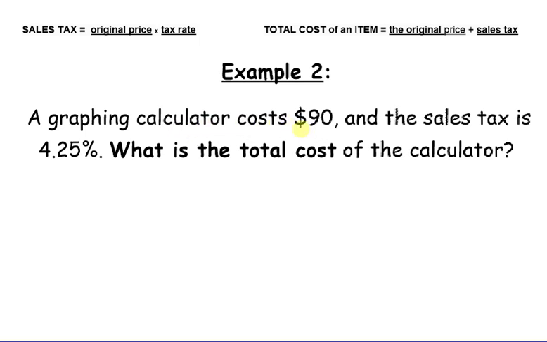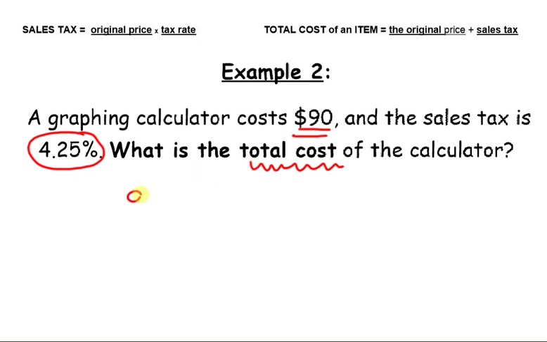All right, let's try another very basic example. A graphing calculator costs $90. The sales tax is 4.25%. What is the total cost of the calculator? So in the last example, it just asked us for the cost of the tax. Now it wants us to take that next step further and find the total cost.